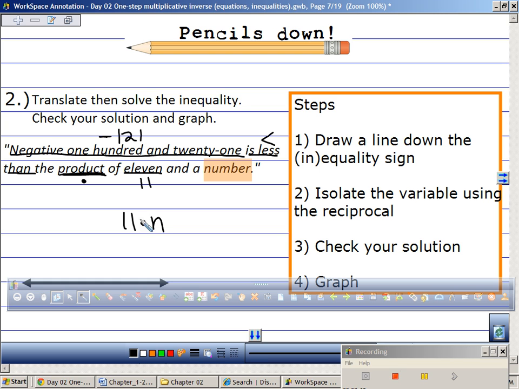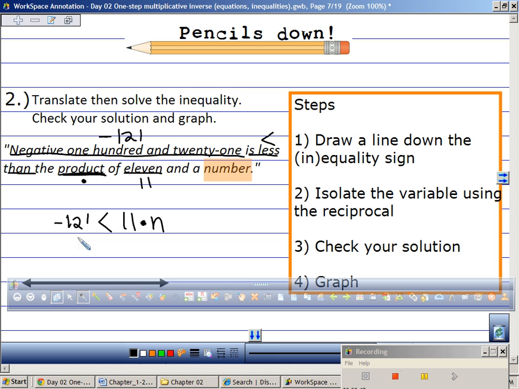All right, less than the product. So something is less than this. So I'm going to put that less than sign. There's something that's less than this. What's less than this? Negative 121.